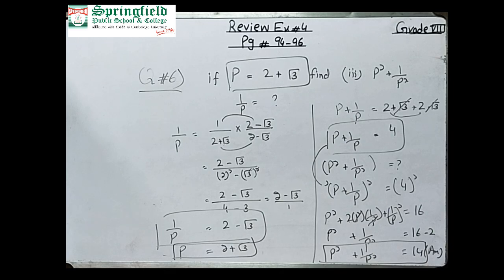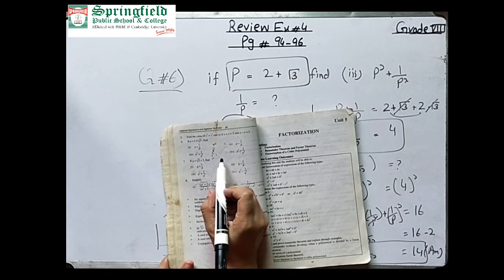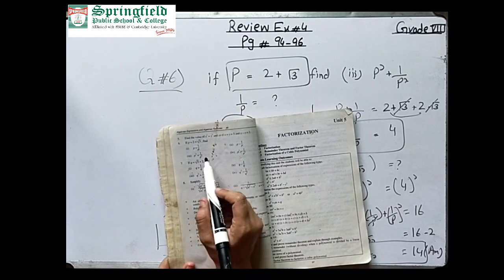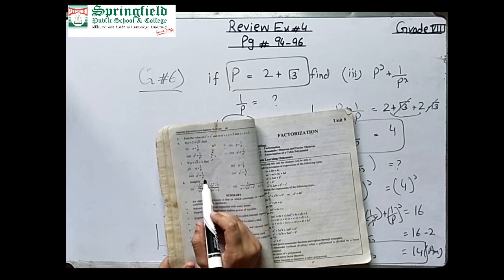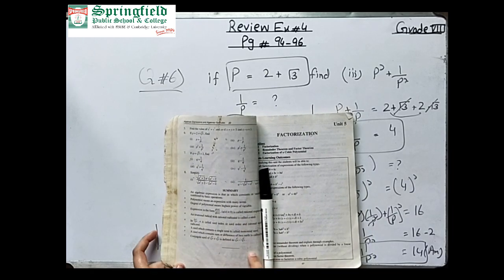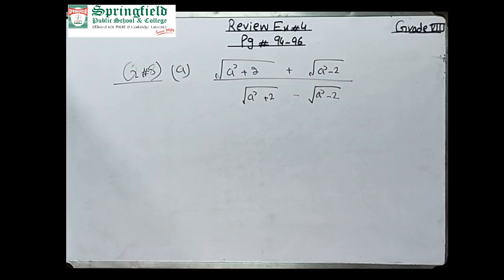Understood, beta? Okay, now do the practice of this question in your notebook, and the rest of the parts are your homework. And look at question number 7. If q is equal to this one, then find out. Questions 7 and 6 are the same, so this question is also your task. Fine. Okay, now come to question number 8, which is the last question of your assignment. Okay, this is question number 8.